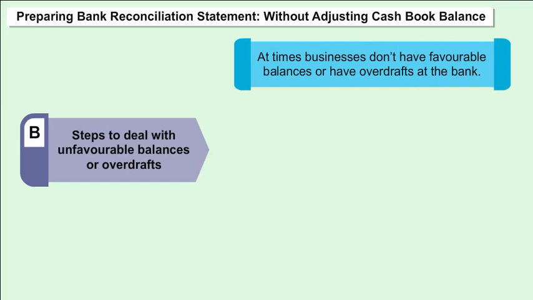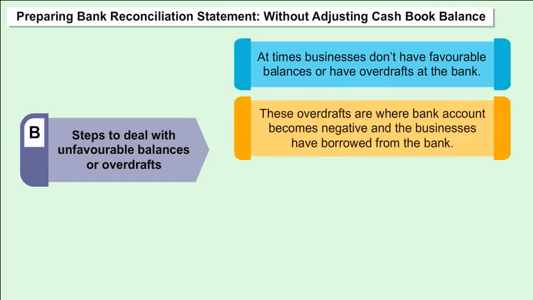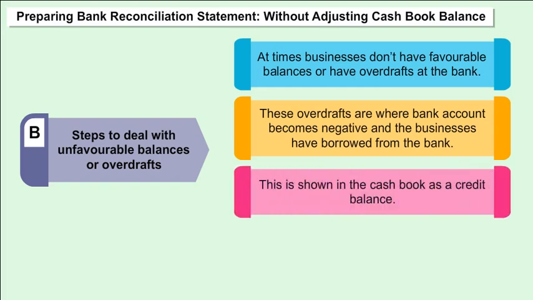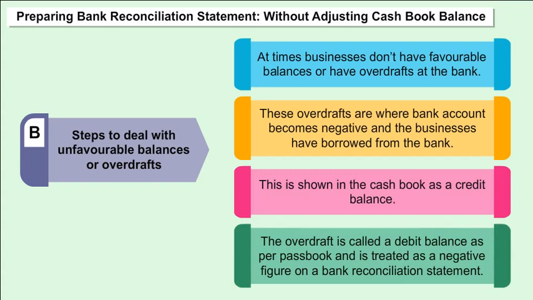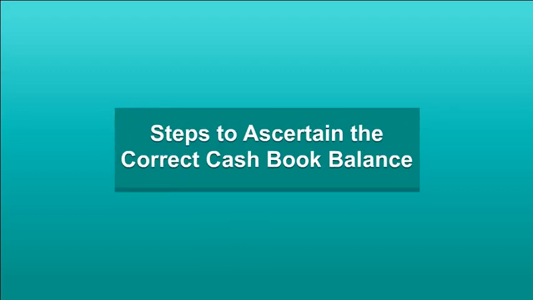B. Steps to deal with unfavorable balances or overdrafts. At times, businesses don't have favorable balances or have overdrafts at the bank. These overdrafts are where the bank account becomes negative and the businesses have borrowed from the bank. This is shown in the cash book as a credit balance. The overdraft is called a debit balance as per passbook and is treated as a negative figure on a bank reconciliation statement.